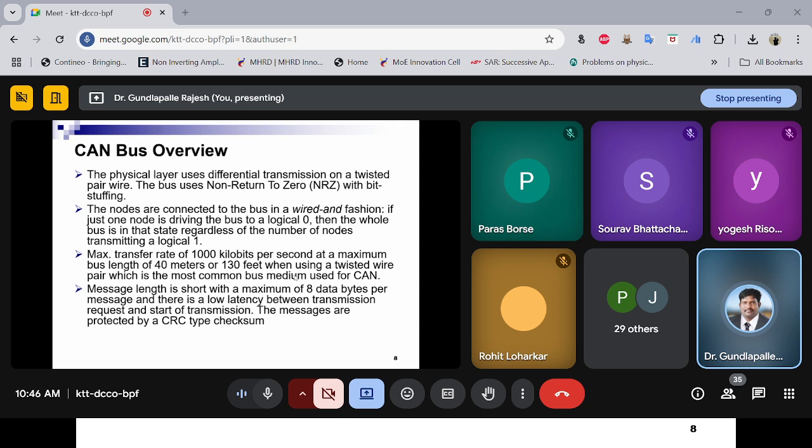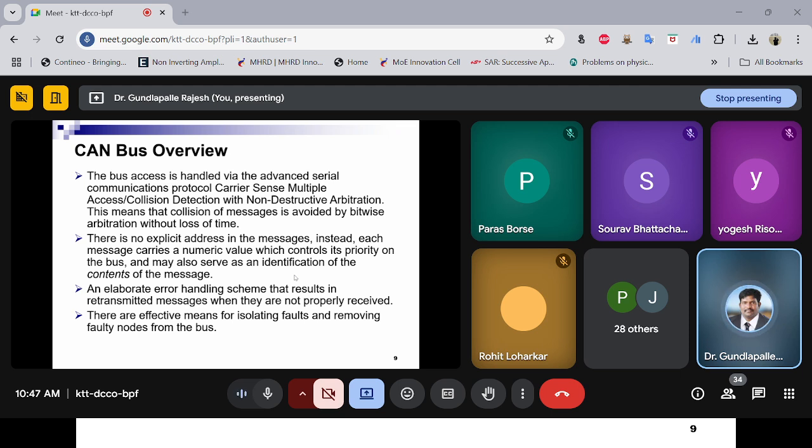This is the basic CAN that we are sending. The message length will be one packet, which is equal to 8 data bytes. 8 data bytes means 8 into 8, 64 bits per message, which can be sent at the rate of 1 Mbps. And the type of security we have in the basic CAN is a CRC type, cyclic redundancy check type checksum.